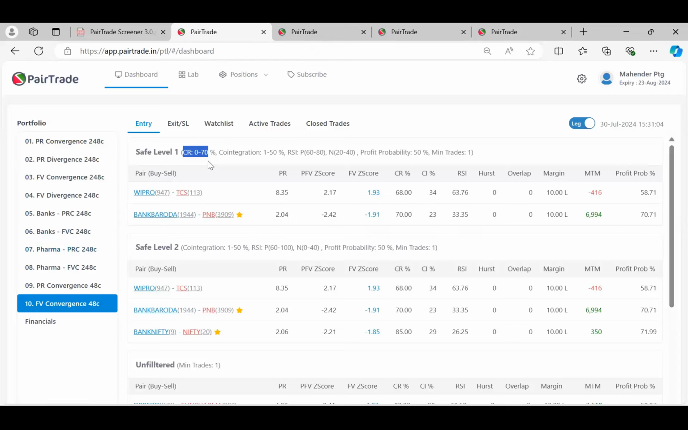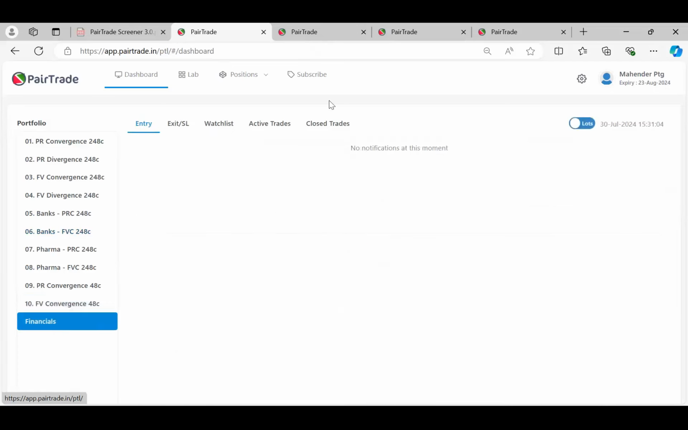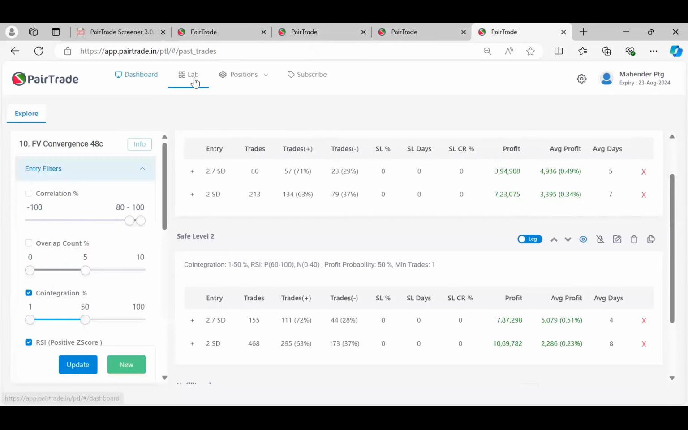Can this be modified? When we are applying a filter in the lab, for example, PE convergence 2 to 48C, if we want to filter this list only to financial companies, can we do that, or do we have to make a new filter? See here what I have done: I have created FEC 248. Just now we have done the financials. Similarly, you can split it. Basically we can create a new watch list.